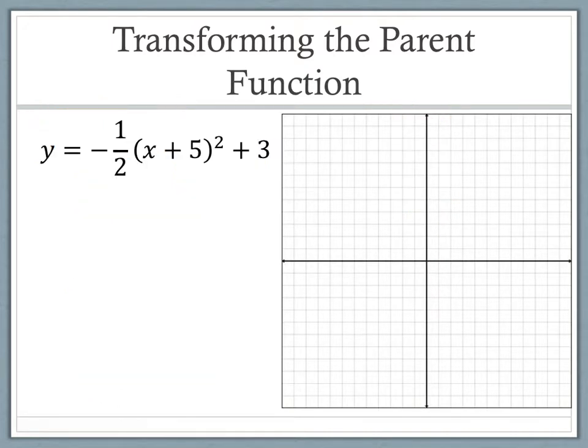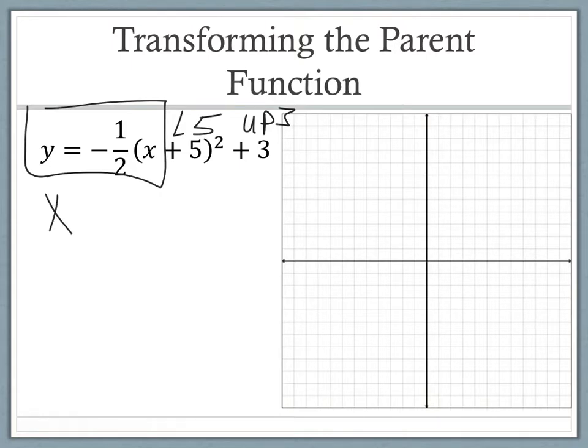All right, guys, let's take a look at this one. You might freak out at the fraction. Don't. It's just the same process. That +5 tells us that we're going to go to the left 5. This tells us that we're going to go up 3. We're just going to multiply our table by -1/2, or -0.5.